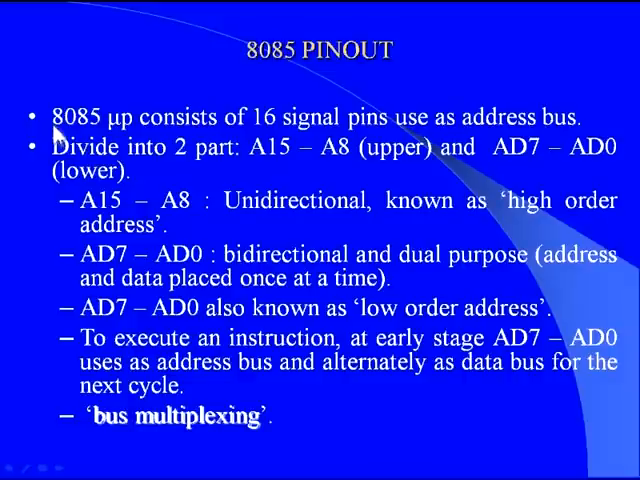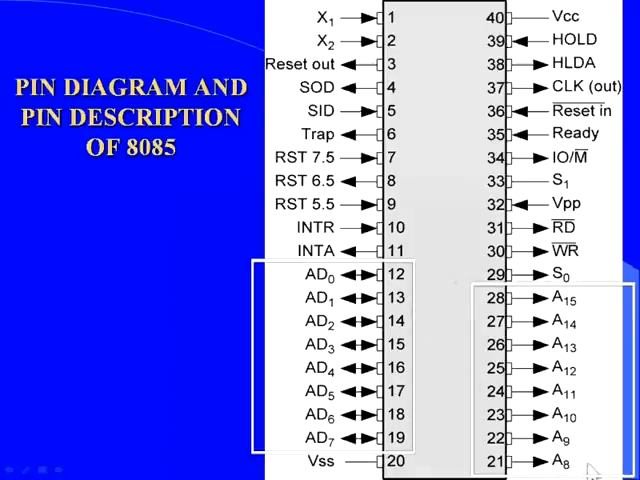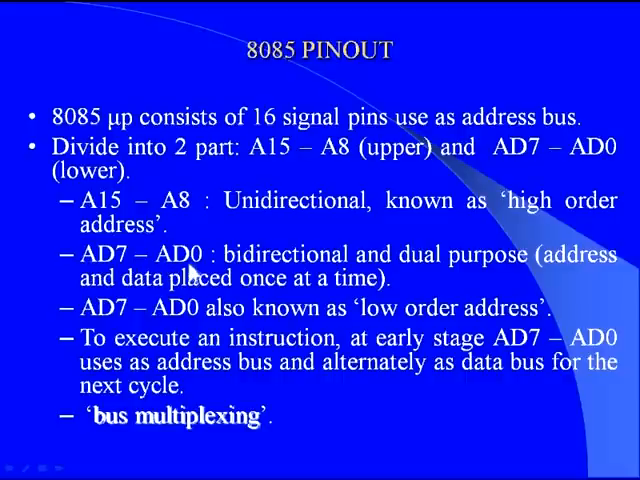The 8085 microprocessor consists of 16 address lines. So 16 signal pins are assigned for the address bus, which are divided into 2 parts. One is the higher order address bus, A8 to A15, which is unidirectional in nature. The second part is referred to as AD0 to AD7, that is address data bus 0 to 7, which is bidirectional and can be used for a dual purpose. AD0 to AD7 will act as an address bus as well as a data bus, which is normally referred to as the lower order address bus.